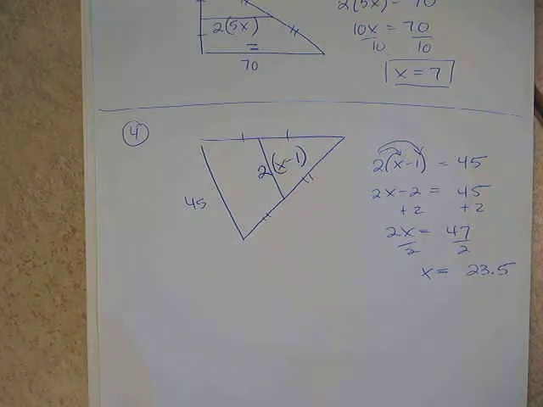Then the rest is your algebra. So add 2. So 2x is 47. Divide by 2. And x is 23.5. Okay. If you get a decimal or something like that, you can always plug this back in and check it. Make sure one is half of the other. Okay. Did everyone get the assignment written down?